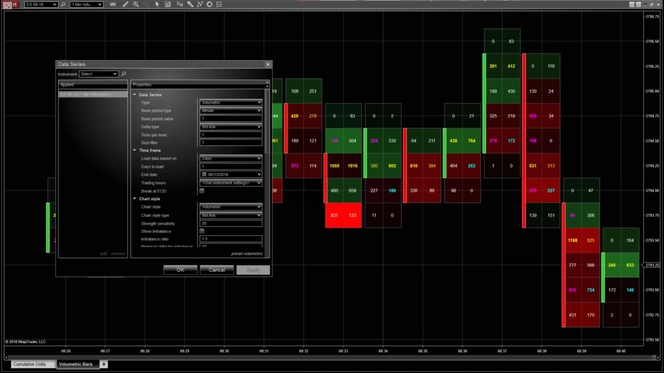The show bar statistics setting will display a grid at the bottom of the bar which will show certain statistics for the entire bar.